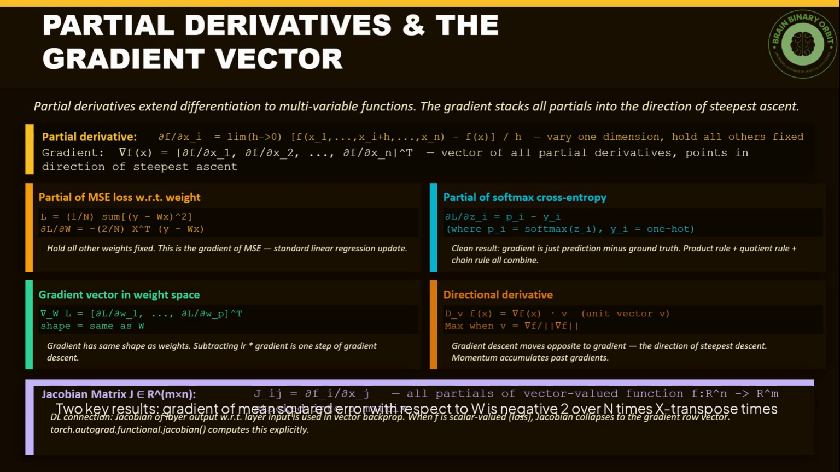2 key results. Gradient of mean squared error with respect to w is negative 2 over n times X transpose times the residual y minus w transpose x. Gradient of softmax cross-entropy with respect to logit z sub i is simply p sub i minus y sub i, prediction minus one-hot label. The Jacobian matrix generalizes the gradient to vector-valued functions. J sub ij equals partial f sub i over partial x sub j. It appears in vector backprop when layer inputs and outputs are both vectors.